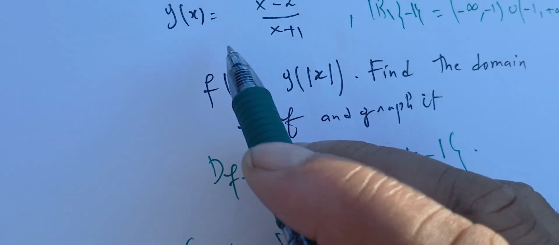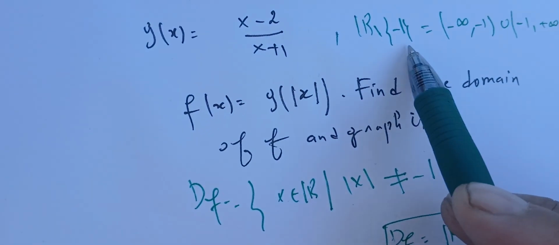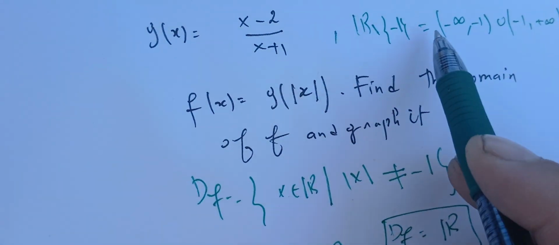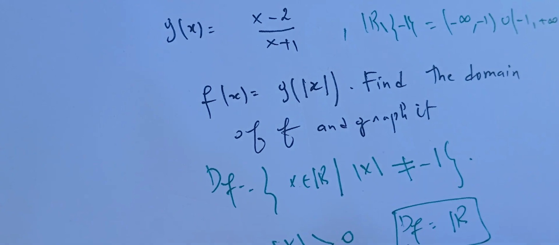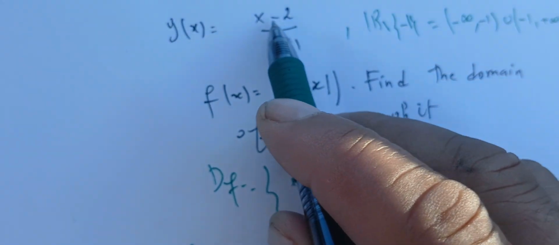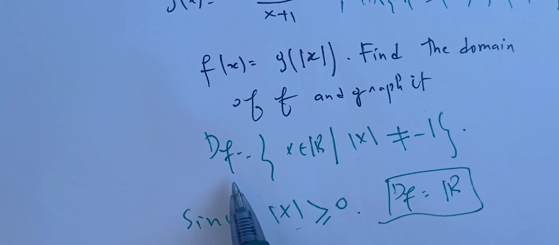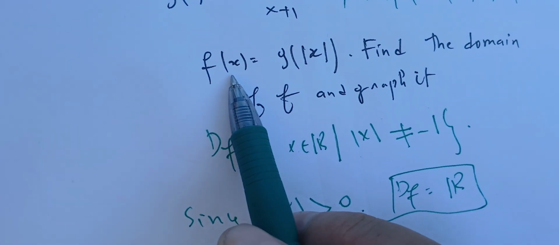But the domain of g is what? As we said, it's R minus {-1}. So here we can graph this one easily, and we can see what we can do to graph f.